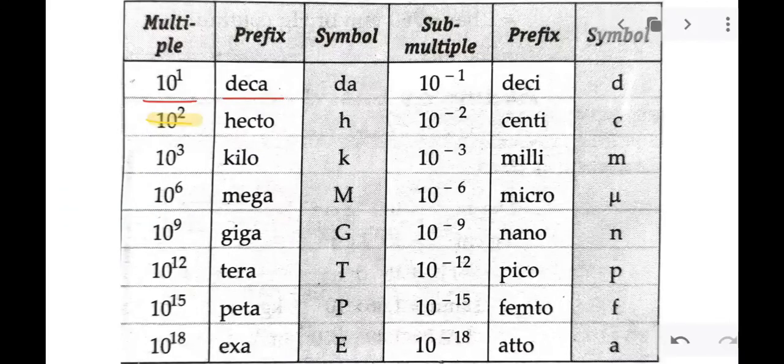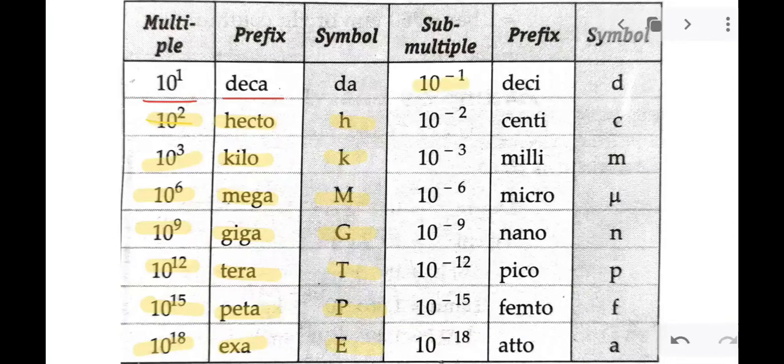10 to the power 2 means hecto, h. 10 to the power 3 is kilo, k. 10 to the power 6 is mega, capital M. 10 to the power 9 is giga, capital G. 10 to the power 12 is tera, capital T. 10 to the power 15 is peta, capital P. 10 to the power 18 is exa, capital E.